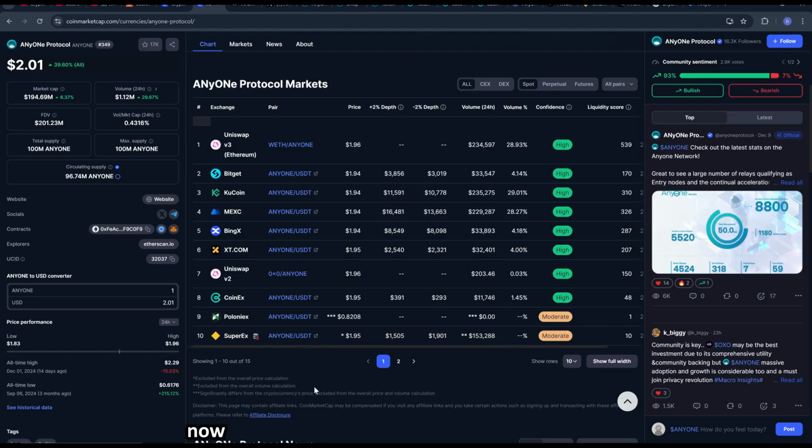The exchanges ANyONe's listed on are decent. You can get it on Uniswap, BitGet, KuCoin, Mexi. Nothing extraordinary here, but I have heard that there are plans for a tier 1 listing in 2025, and I have a feeling it's going to be Binance. But yeah, once people start to see the volumes that this token is going to be doing, all the exchanges are going to want it listed.